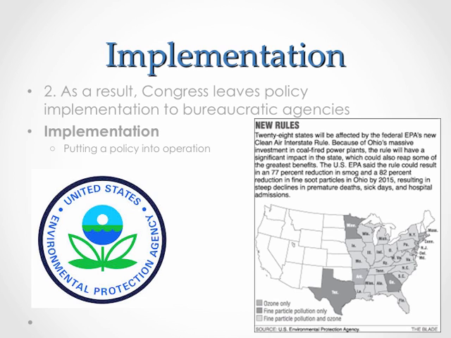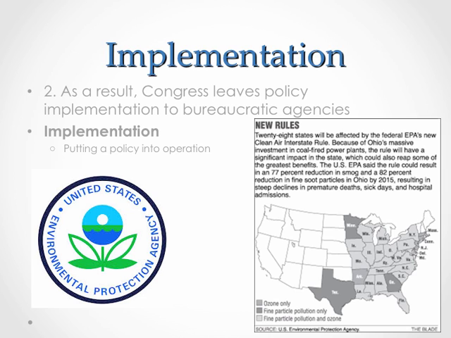Alright, Congress leaves policy implementation to bureaucratic agencies. Remember, this is as a result of number 1. Number 1 said Congress passes laws but lacks the time, expertise, and ability to be involved in every detail of every program. So, Congress leaves the policy implementation to bureaucratic agencies. Implementation means putting a policy into operation. So, Congress passes the Clean Air Act, and then they allow the EPA, the Environmental Protection Agency, a bureaucratic agency, to implement that policy.